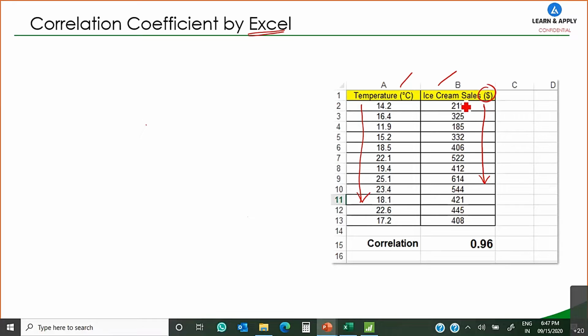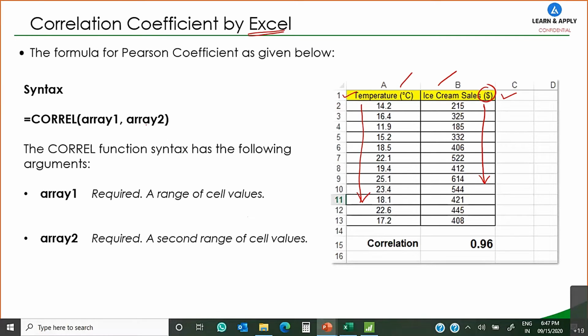We want to see whether there is a relationship between these two terms or not. What are those two terms? One is the temperature in degrees Celsius of that particular day, and the second is the ice cream sale of that particular day. We want to check whether there is a relationship present between the two variables or not, right? So how to do that?